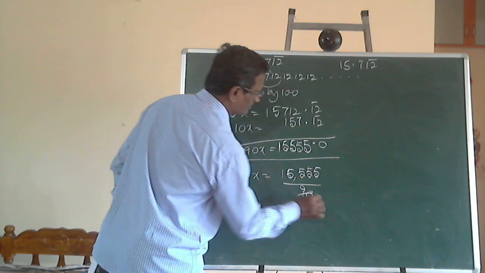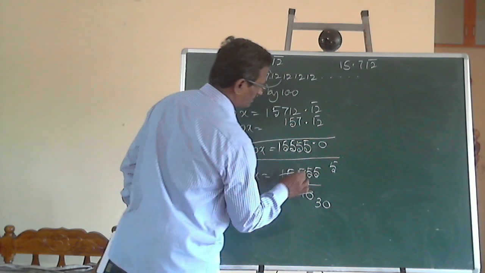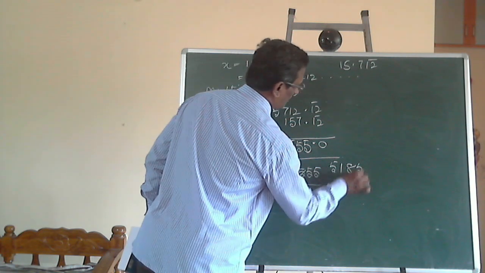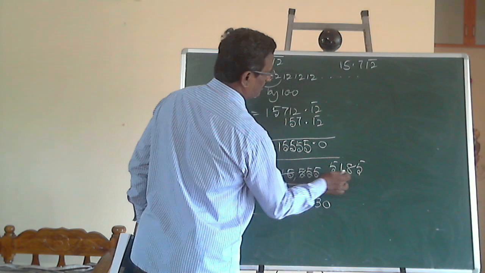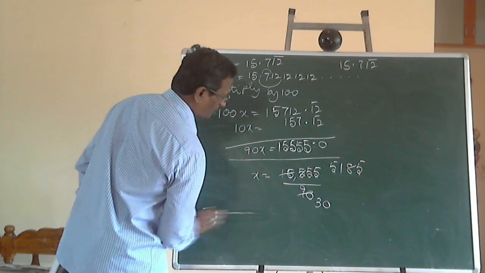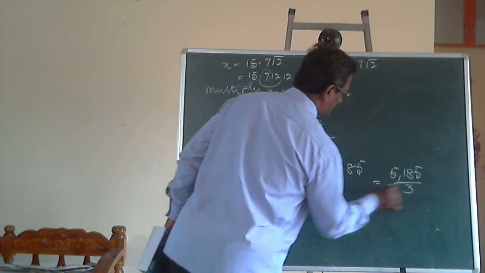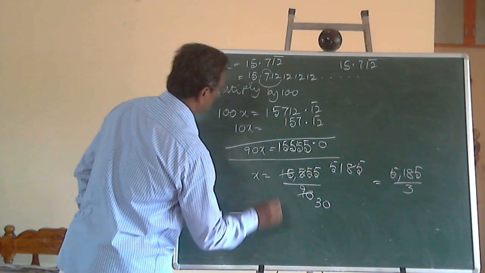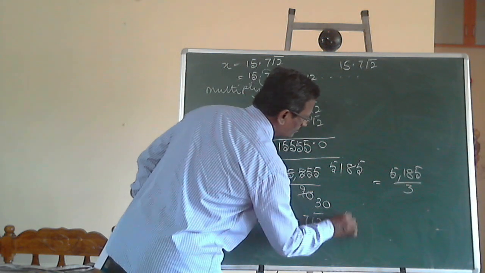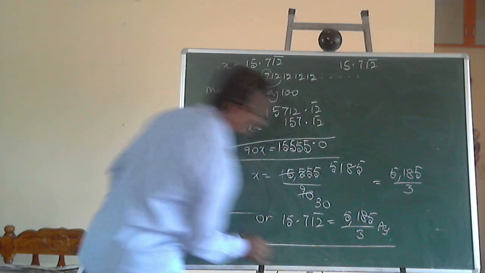Common factor 3. 3 times 30, 3 times 5. In 5, 3 one time, 25. 8 threes are 24. It's not divisible by 3, and it's not divisible by 2. Therefore, x is equal to 5,185 divided by 3, or we can also say 15.712 recurring is equal to 5,185 divided by 3. Answer.